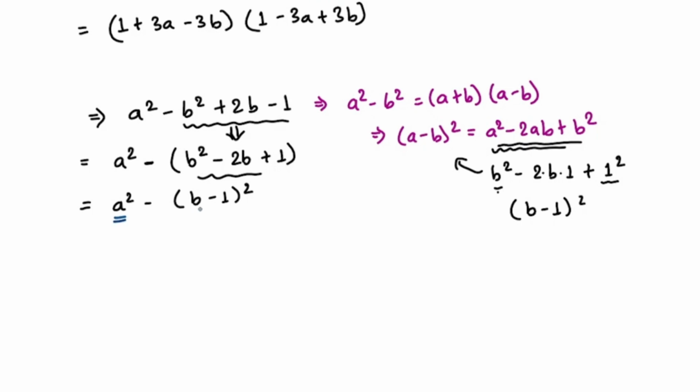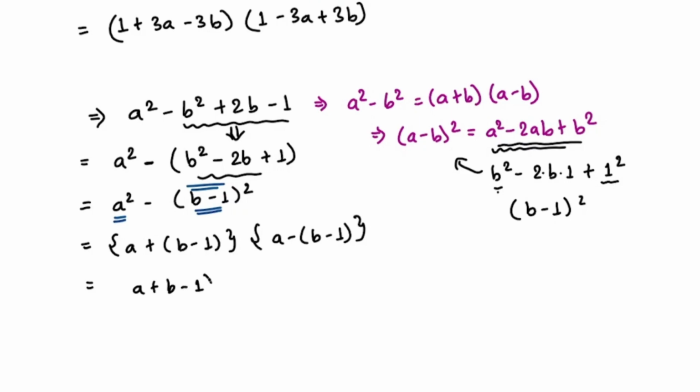Now again, we have a square minus b square. This entire thing is our b. And we are going to use our original formula: a square minus b square is a plus b, where our b is b minus 1, and then a minus b, where our b is again b minus 1. Now let's open these tiny brackets. We'll get a plus b minus 1 here. And here, when we open the bracket with minus, the signs are going to change. So we have a minus b, and minus is going to change into plus 1. And done. We have factorized this expression as well.